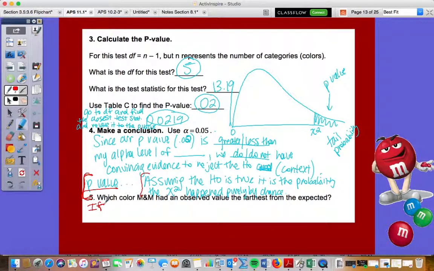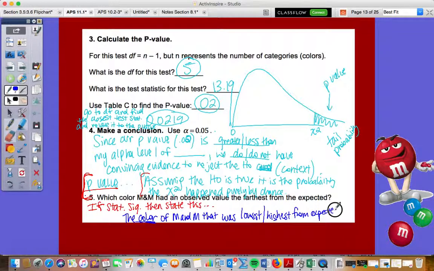If statistically significant, then state this. All right, here's what you would state. You would state that the color or category, okay, the color of M&M that was lowest or highest from expected was blank. So which one was the lowest or highest?